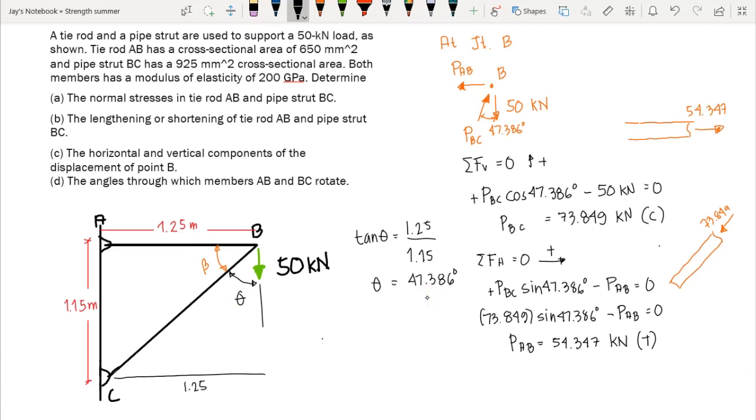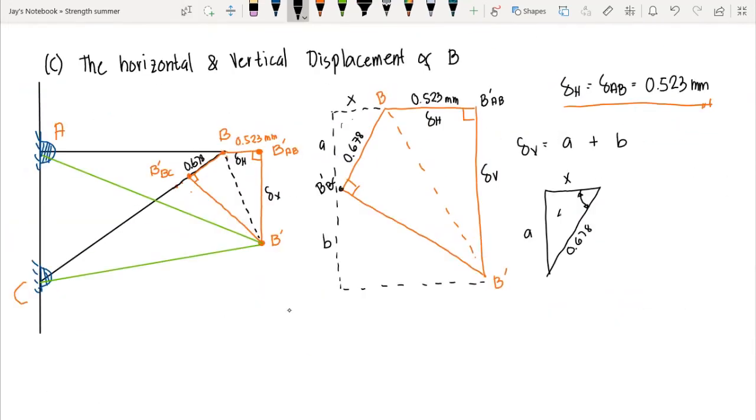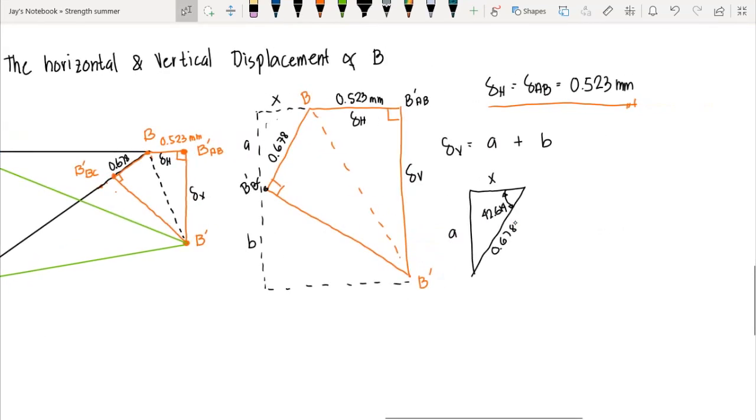So therefore, beta is equal to 90 minus theta, or beta is equal to 90 minus 47.386. So we have our angle beta, which is equal to 42.614 degrees. So therefore, our angle here is 42.614. Okay? So how are we going to compute for A? That is just by using sine. That is 0.678 times sine of 42.614, which is equal to A.